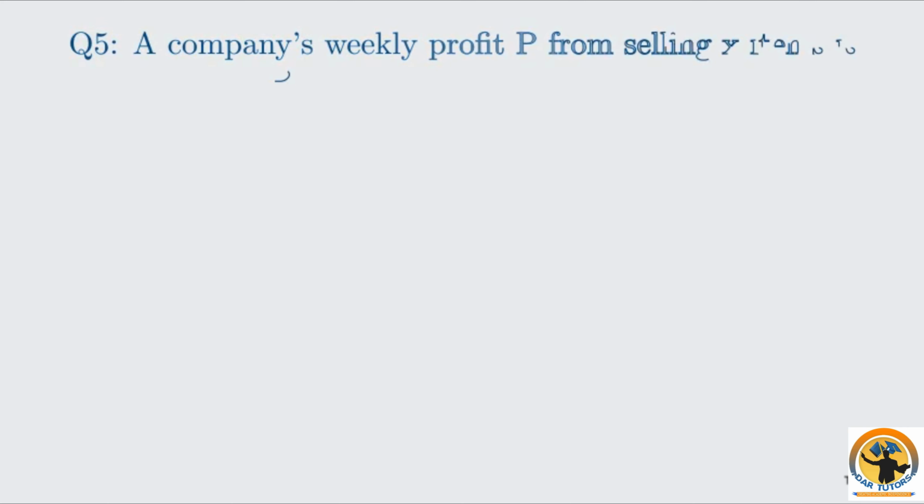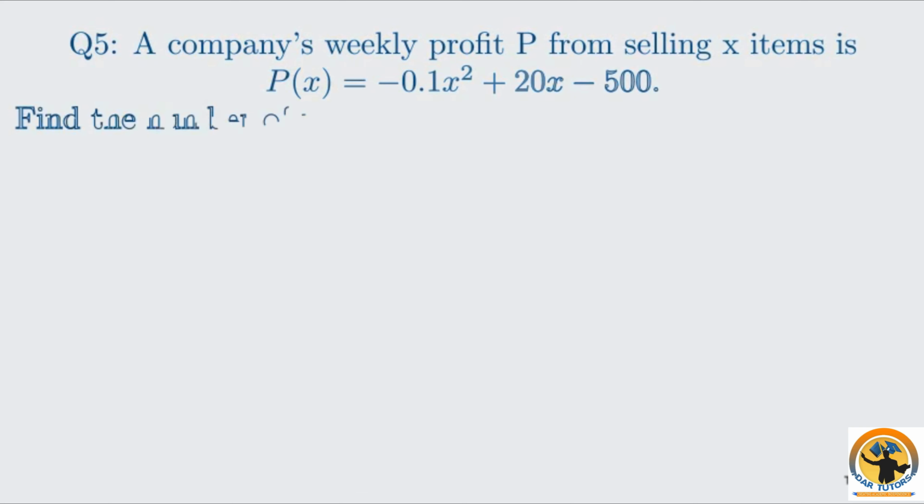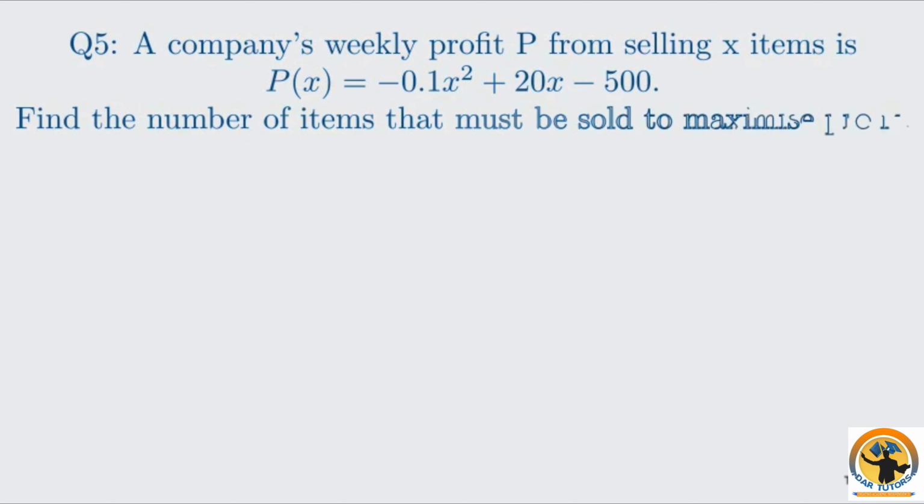Question 5. A company's weekly profit, P, from selling x items is given by the function P of x equals negative 0.1x squared plus 20x minus 500. Find the number of items that must be sold to achieve the maximum possible profit. This is an optimization problem. Work it through and find the answer.